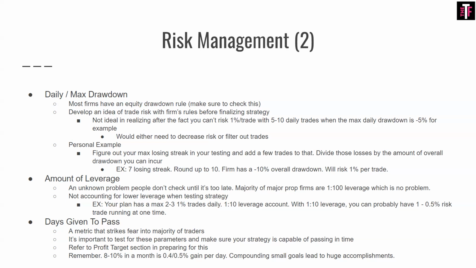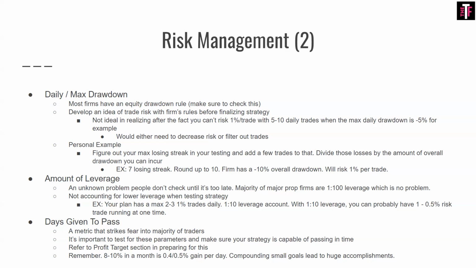Next is the amount of leverage. The majority of firms, like I said, you don't have to worry about that. Most are 1 to 100. But there are some firms that you need to always double check that have some lower leverage that try and screw you over. I've been there. I'm not going to name them, but I've definitely been there when I created a plan to trade 1 to 4 trades at one time for 1%, so anywhere between 1 to 4% running risk, I guess you can call it.